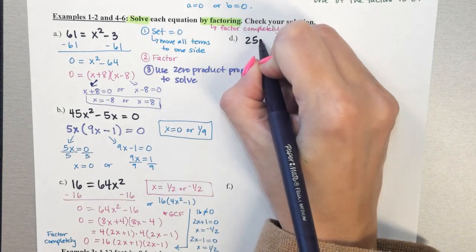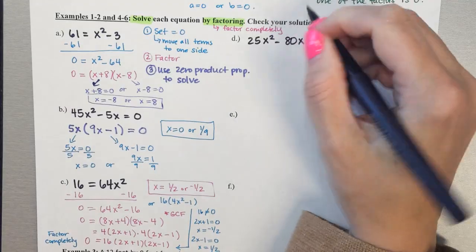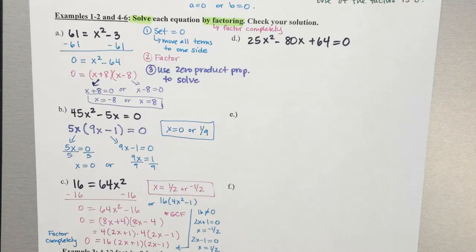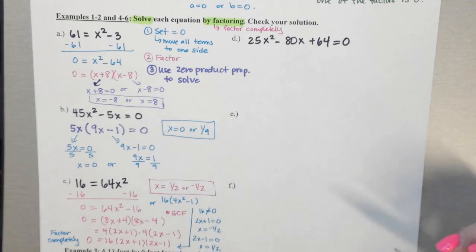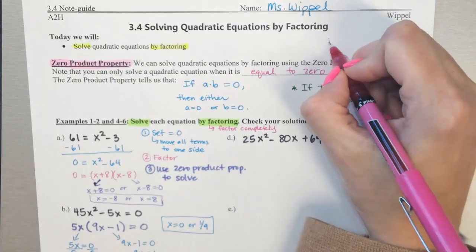All right, let's try part B. So for this, we have 25x squared minus 80x plus 64 equals 0. Okay, so this is a section that we're going to do with no calculator. Let's actually write that up here as a reminder.